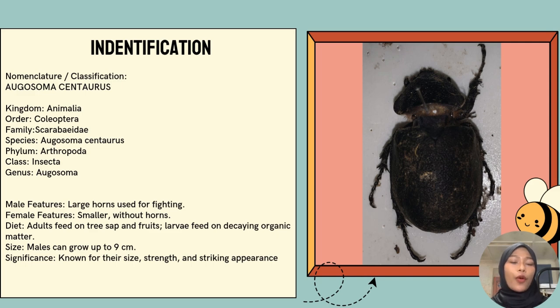Augosoma. For the male features of this insect, it has a large horn used for fighting. Meanwhile, for female features, it is smaller and without horns. Diet for this insect is, adults feed on tree sap and fruits. Larvae feed on decaying organic matter. Size for this insect, males can grow up to 90 cm. Significance, known for their size, strength, and striking appearance.